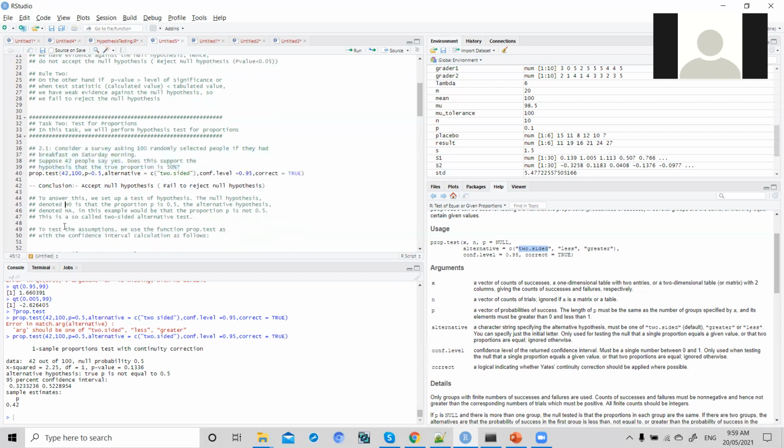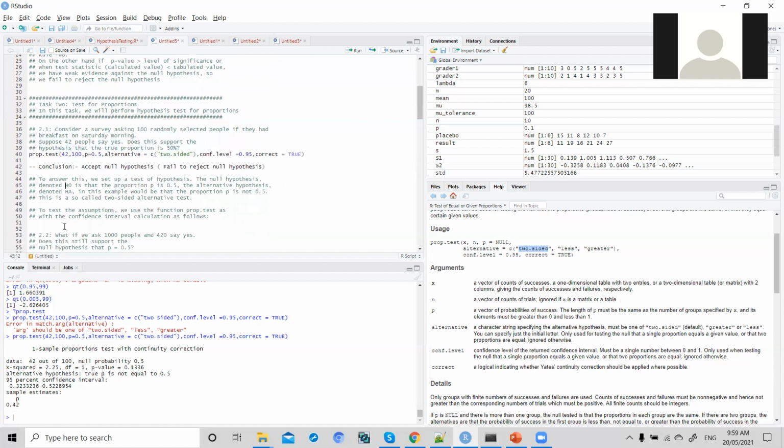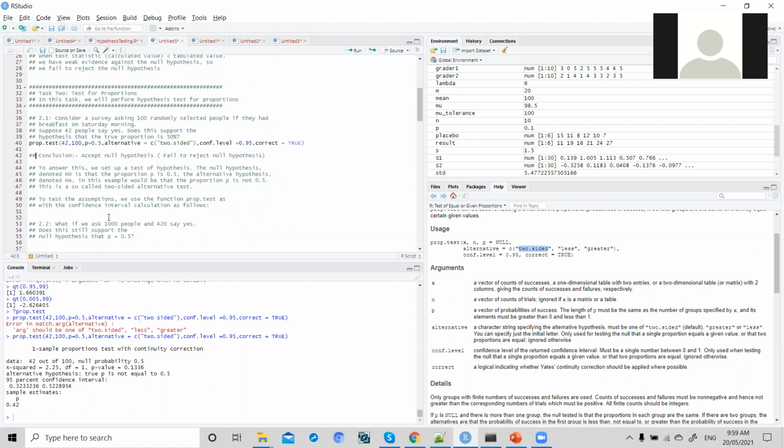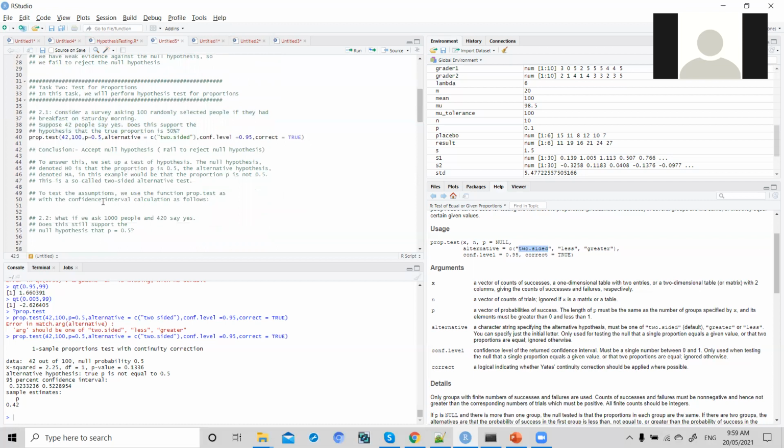So let's take another example. Also we can see here the confidence interval is between 0.32 to 0.52, right? So looking at the confidence interval, we can even say that we accept null hypothesis.